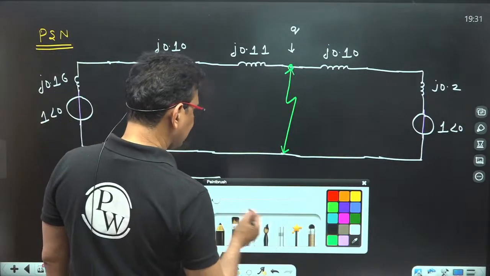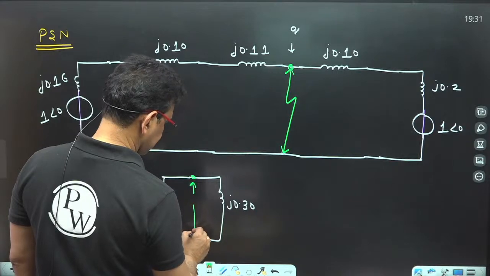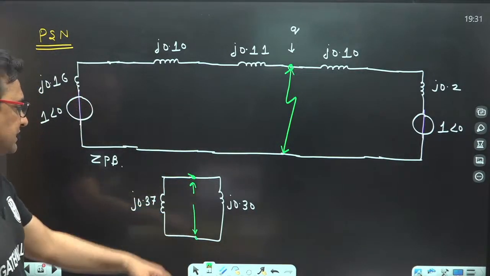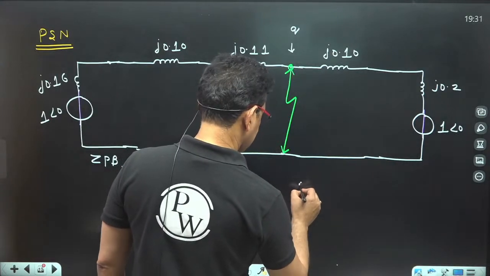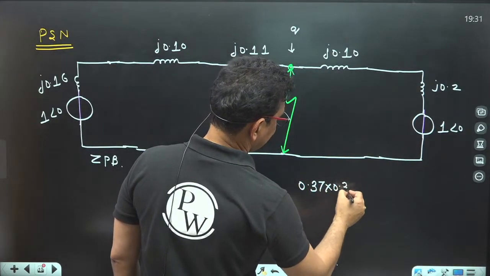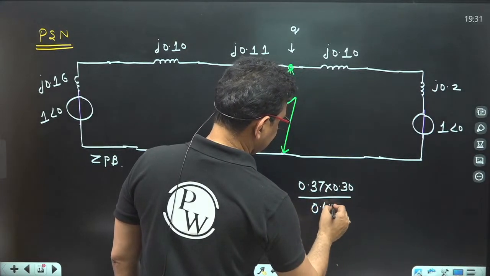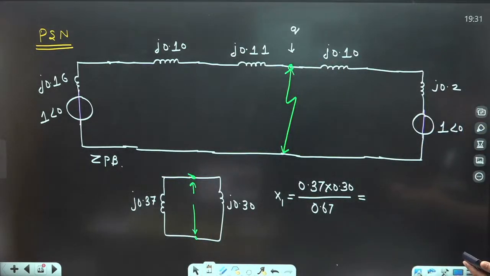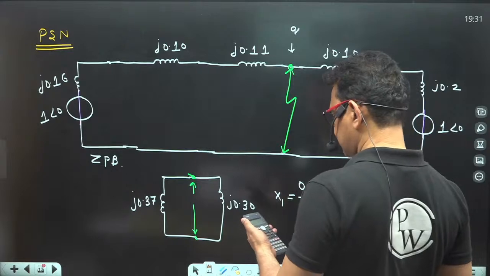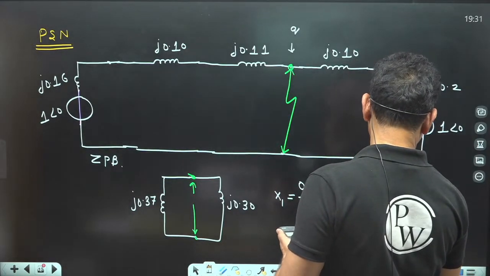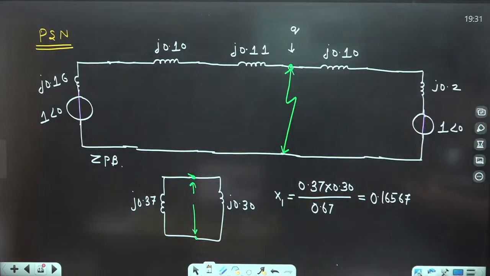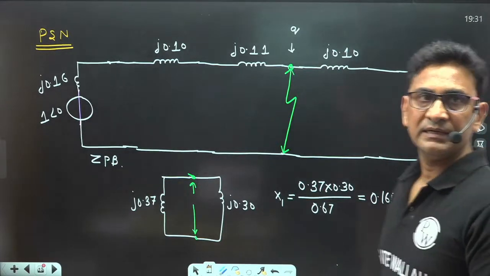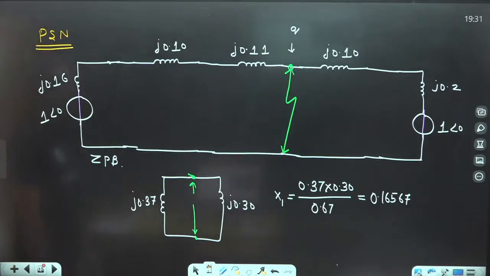Now, just find out the reactance across this terminal. So 0.37 and 0.37 are in parallel with the 0.30, so it becomes 0.67. So overall, the positive sequence reactance will become 0.37 into 0.30 divided by 0.67, which is 0.16567. Clear? This 0.16567 is my equivalent overall positive sequence reactance at the fault point.